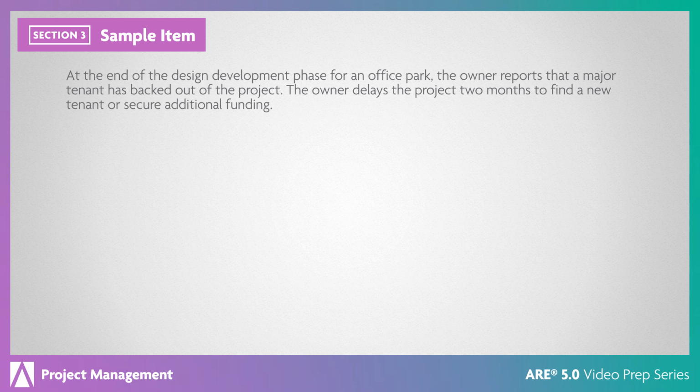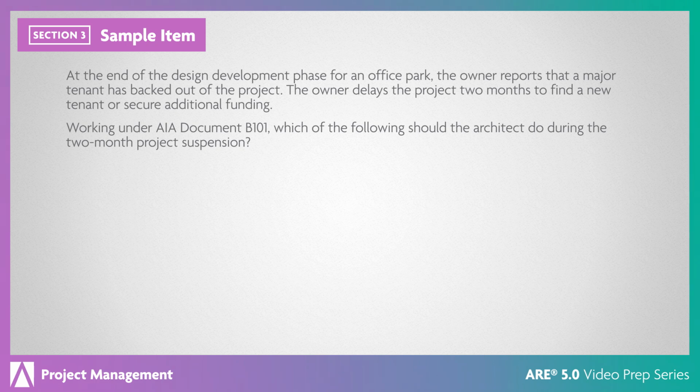At the end of the design development phase for an office park, the owner reports that a major tenant has backed out of the project. The owner delays the project 2 months to find a new tenant or secure additional funding. Working under AIA Document B101, which of the following should the architect do during the 2-month project suspension? Check the 3 that apply.